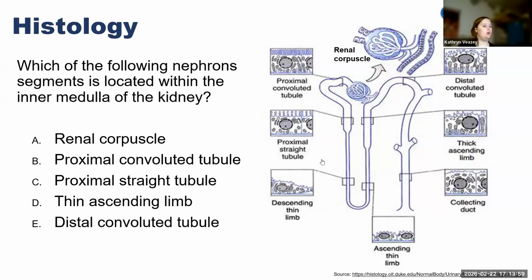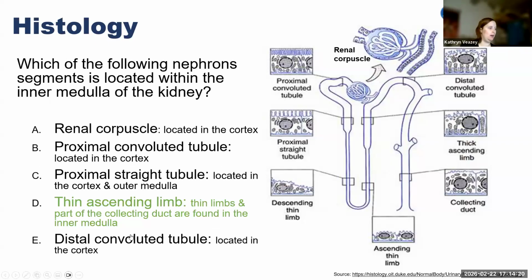You can effectively draw a line down here once we're past these thick limbs that separates the renal cortex, which is the outer component, from the renal medulla, which is the inner component. And so that tells us that these thick tubes are going to be more in the cortex, while my thin tubes and my collecting ducts, those are down in my medulla. And so we can see that D here is in fact the correct answer.